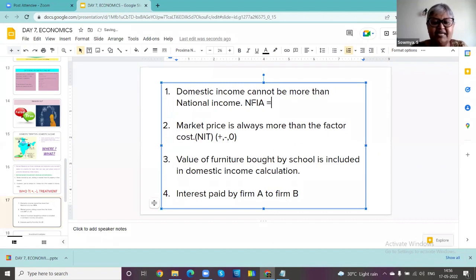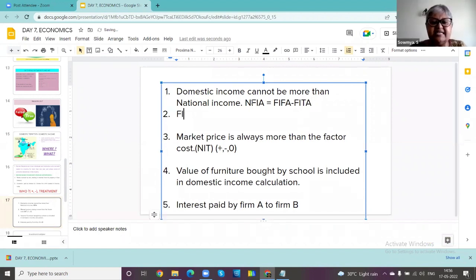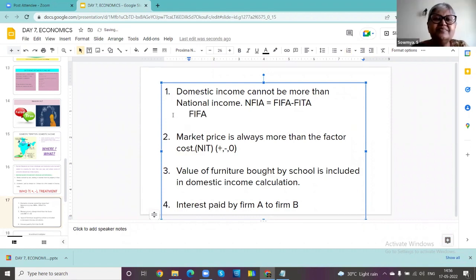NFIA is nothing but net factor income from abroad, FIFA minus FITA. There is a chance we receive income from abroad, and at the same time, we have to make payment abroad also. So NFIA is equal to FIFA minus FITA.